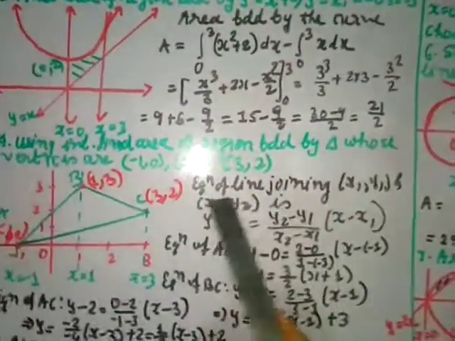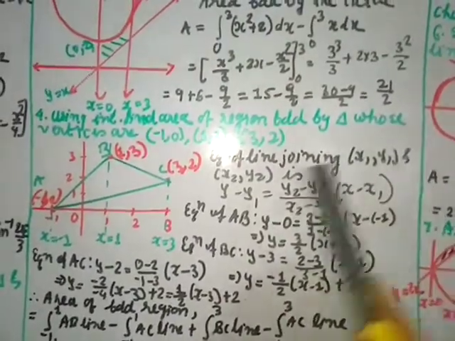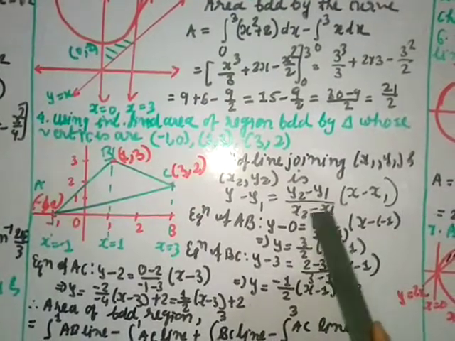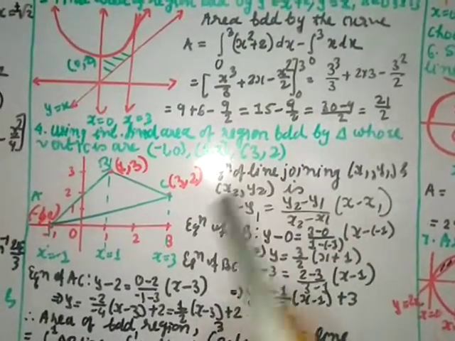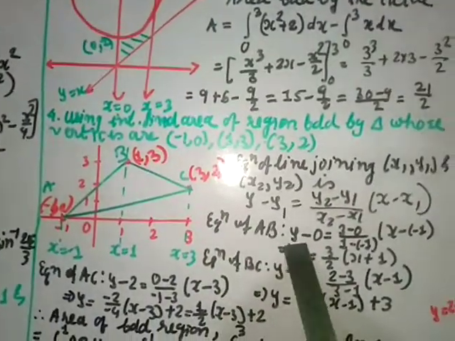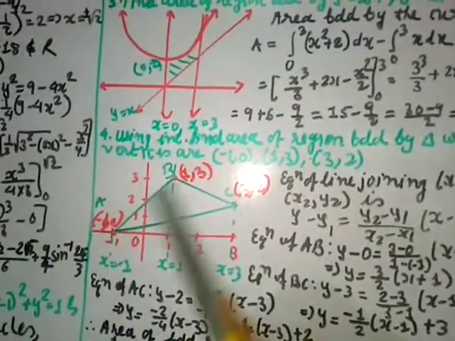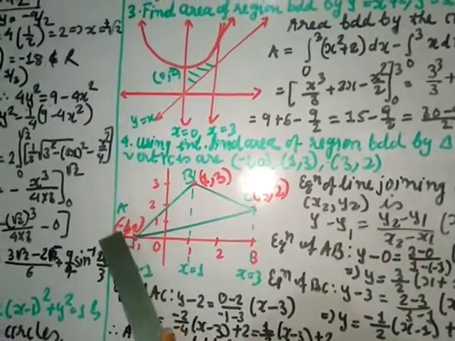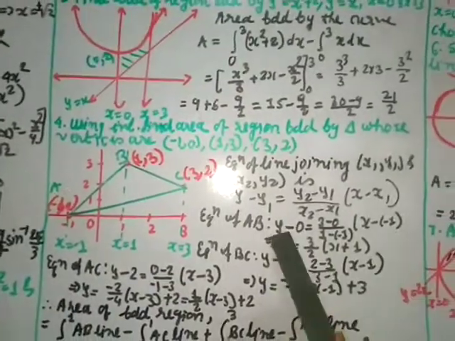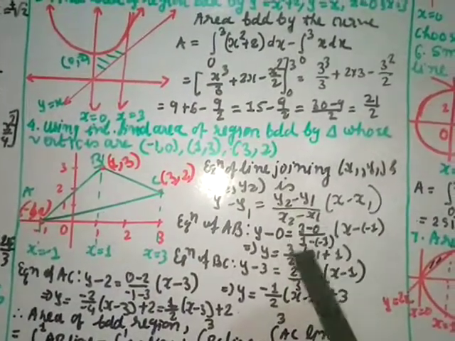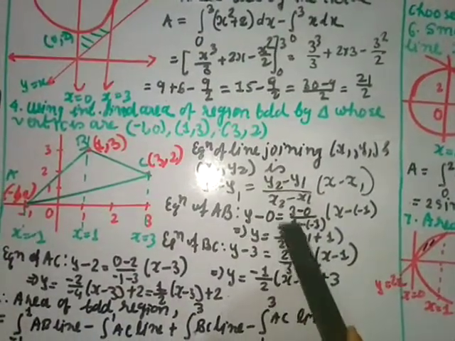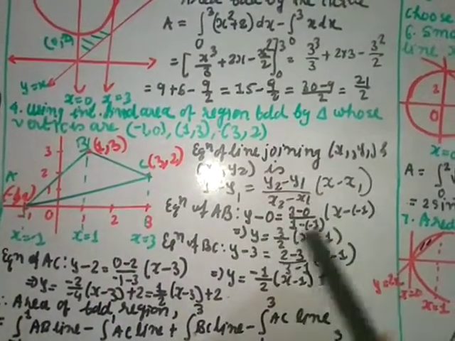I have written here the equation of a line joining (x1, y1) and (x2, y2) is y minus y1 is equal to (y2 minus y1) divided by (x2 minus x1), times (x minus x1). So now first let us find for this line, then this line, then this line. So the equation of AB is y minus 0. When I am finding AB, I take this as (x1, y1) and (x2, y2). So I'll put in this equation y minus 0 equal to (3 minus 0) by (1 minus minus 1), times (x minus minus 1). So this gives you y equals 3 by 2 times (x plus 1).